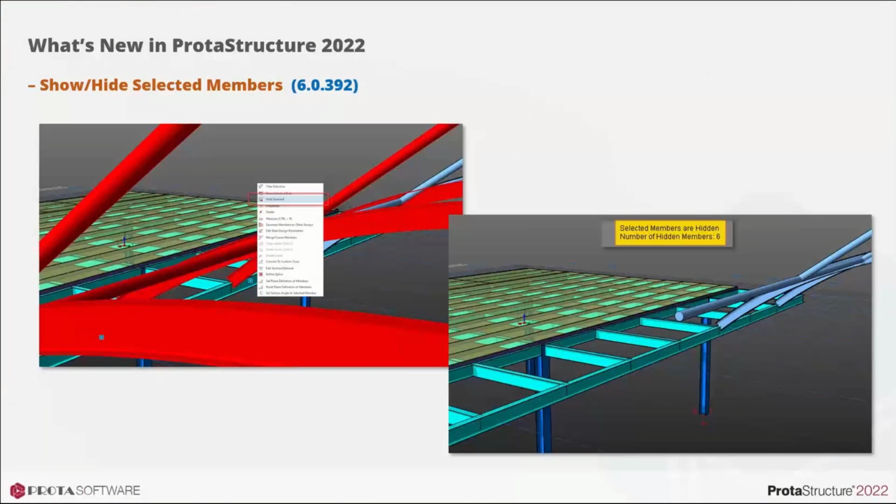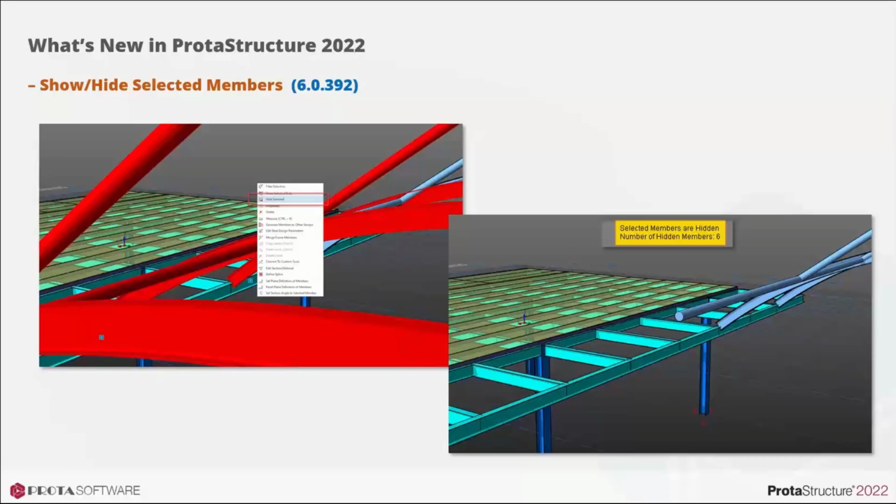So another mostly asked feature was the ability to show and hide selected members. Sometimes when the model is too crowded, it may not be easy to concentrate on the portion of the structure that you want to work on. A truss or a purlin might be getting between the camera and the object of interest. So in that case, you definitely need some sort of hide and show functionality.